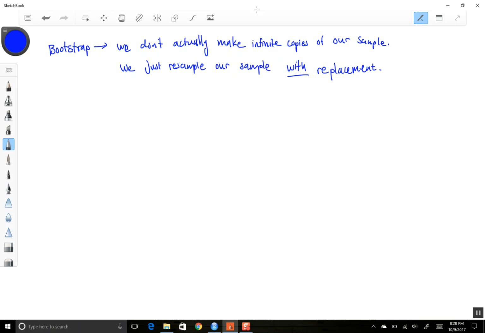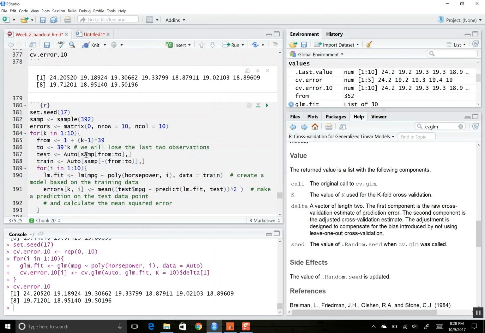And that is effectively making infinite copies of your sample. Okay, and so we'll take a look at the example in our textbook. The example in our textbook starts off maybe more complicated than it needs to be, but sure, okay.